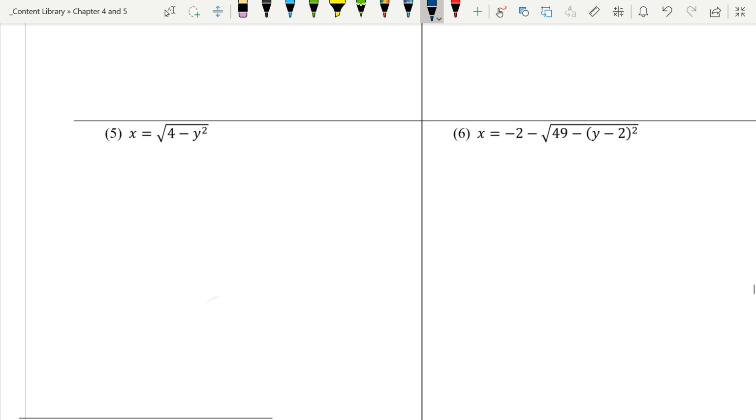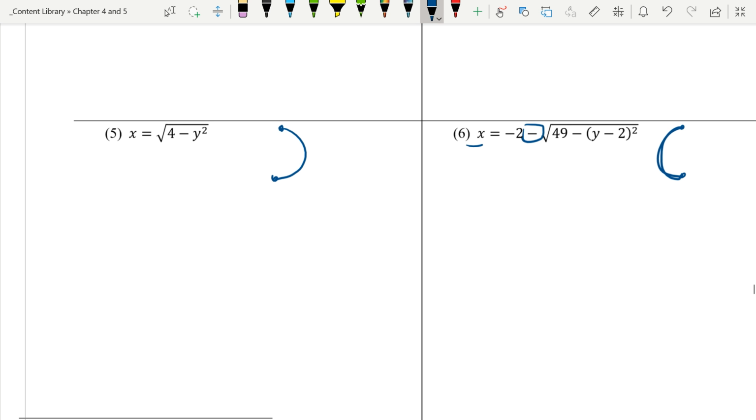Okay, we look at the next one. Which half are we sketching here? Right. So the shape will be this. And for the last one, which half are we sketching? Left. It starts with x and it's a negative square root. So it's a left. All right.